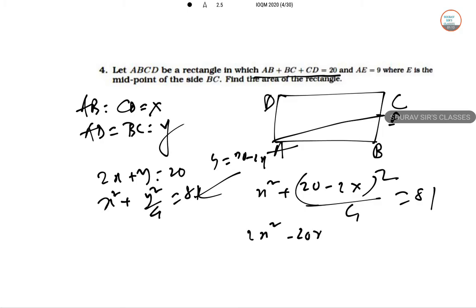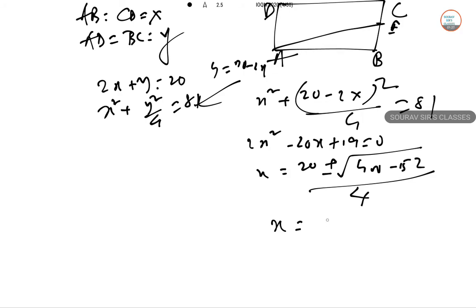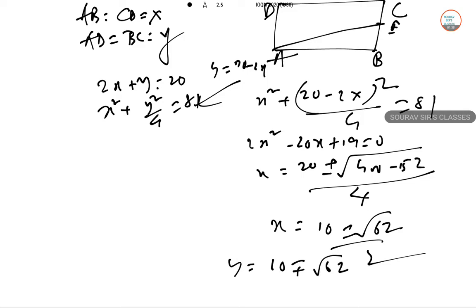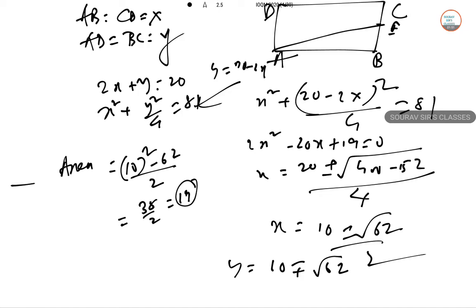So 2x square minus 20x plus 19 equal to 0. x equal to 20 plus minus root of 400 minus 152 by 4. So obviously the root terms will cancel. So x equal to 10 plus minus root 62 by 2, and y equal to 10 minus plus root 62. So area is (10 square minus 62) by 2, which is 38 by 2. Answer is 19 units. So the answer to the question, the area is 19.